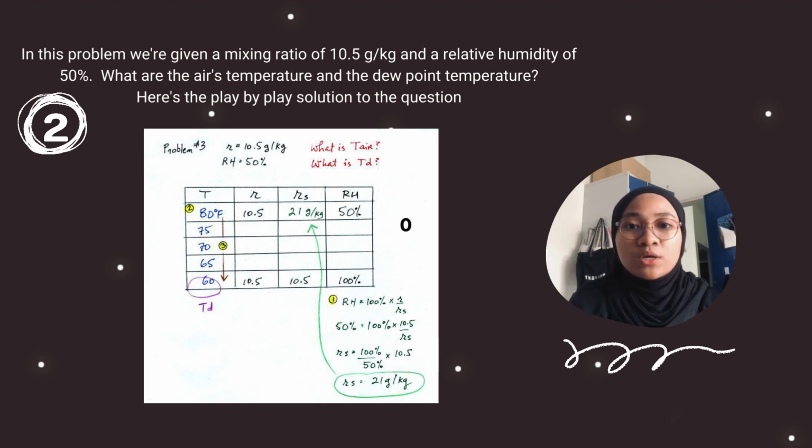Second, once you know the saturation mixing ratio, you can look up the air temperature in a table. 18 F air has a saturation mixing ratio of 21. Then you imagine cooling the air until the RH becomes 100%. This occurs at 16 F. The dew point is 16 F.